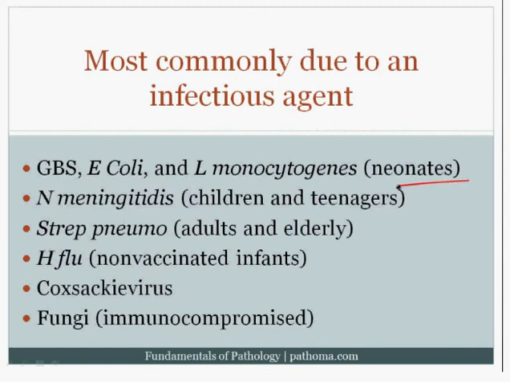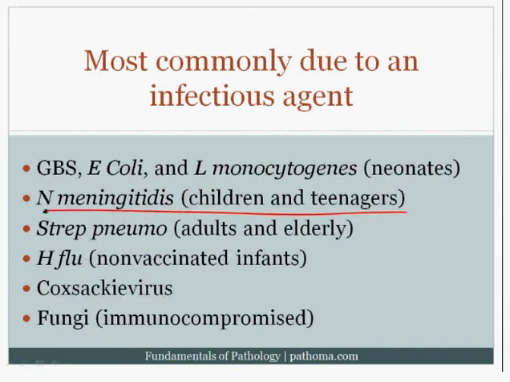For example, in a neonate, the three most common causes are Group B strep, E. coli, and Listeria. Group B strep and E. coli can arise from the vaginal canal during the birthing process. In fact, in the case of Group B strep, we'll test women in the third trimester to see whether they're colonized with Group B strep. And if they are, we treat them with antibiotics to decrease the baby's risk of exposure during the birthing process. Neisseria meningitidis is the most common cause in children and teenagers.